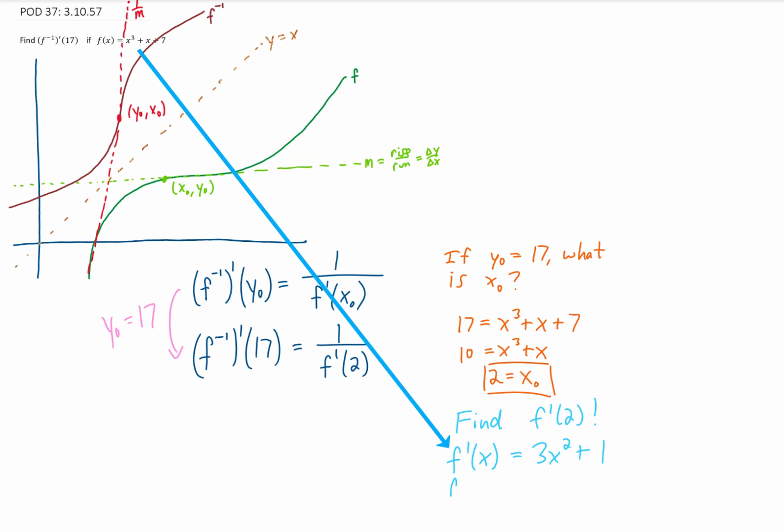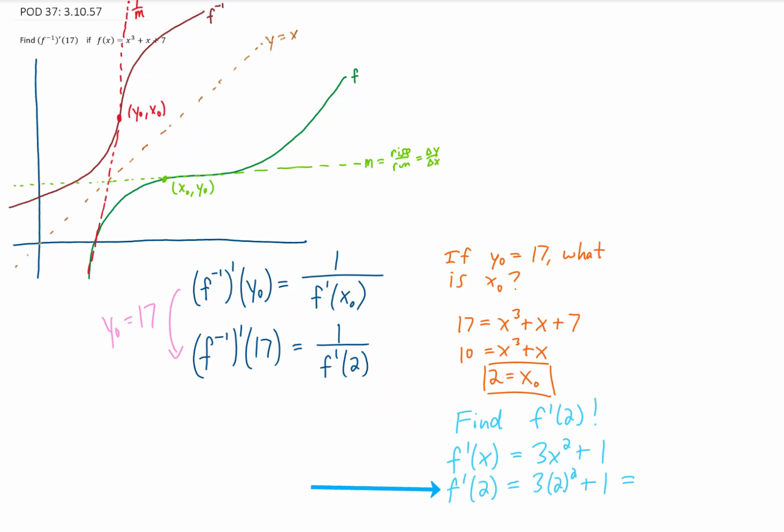Now, f prime of 2 is what we get when we substitute x equals 2 into that. I'm getting 12 plus 1. I'm getting an answer of 13. We can plug that result in right up here, and we get a final answer of 1/13 as f inverse prime of 17.